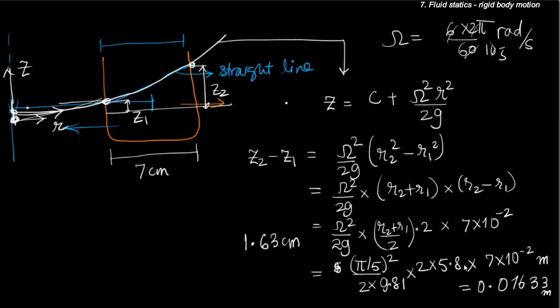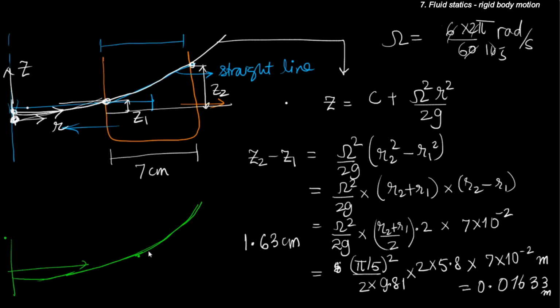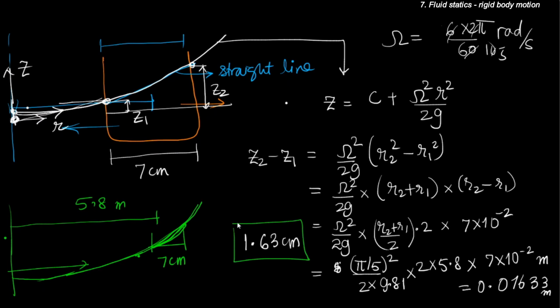And essentially, what the meaning of it is, the paraboloid curve is on a radius that is so large that over a small distance of 7 centimeter and at a distance of 5.8 meter from the axis, the shape of the paraboloid and the straight line joining the 2 points is approximately same, and hence the solution obtained from both these approaches is the same.